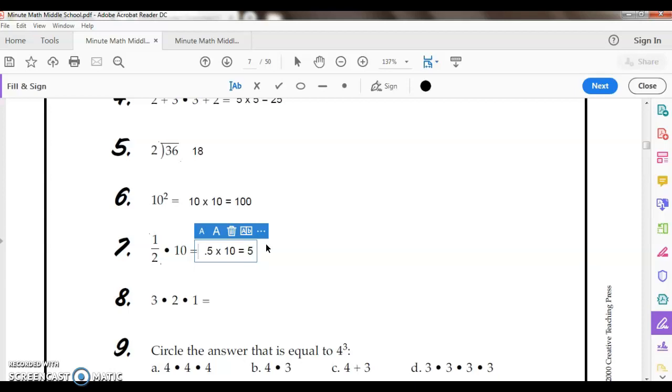So whenever you have a fraction like that, most of the time fractions can't go into a whole number, but you can make it into a decimal to make it easier to multiply. So that's how you're going to get that.